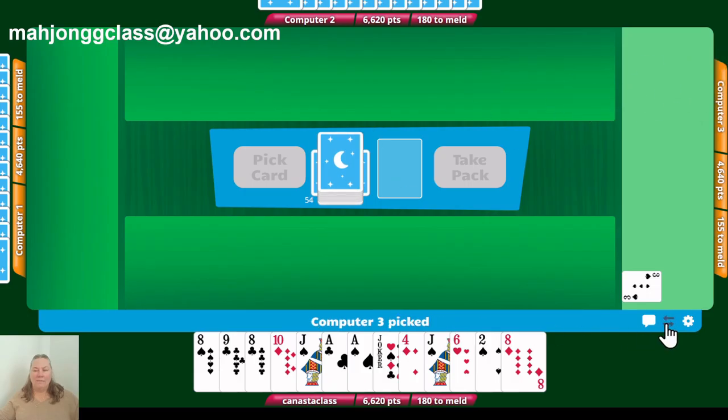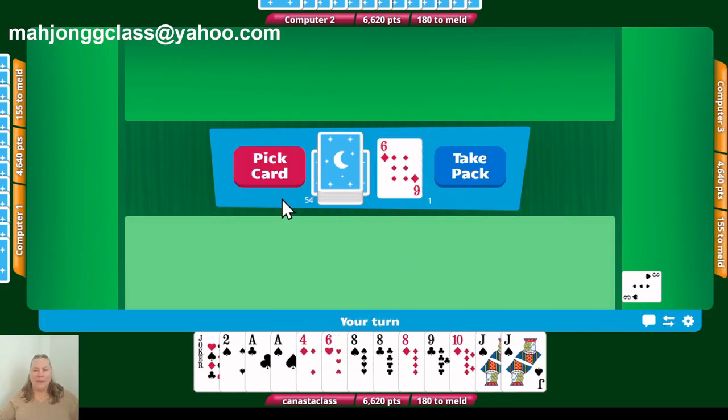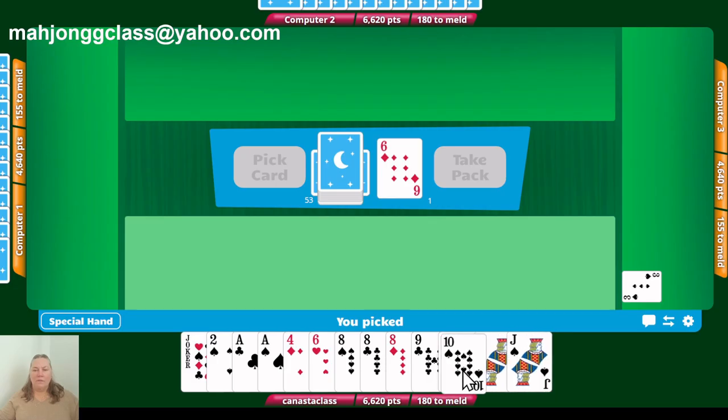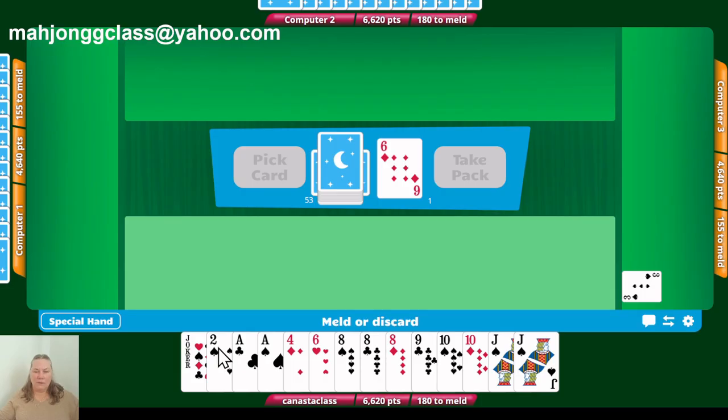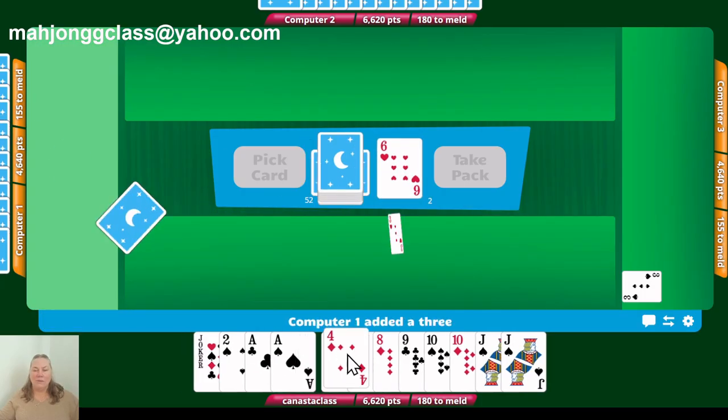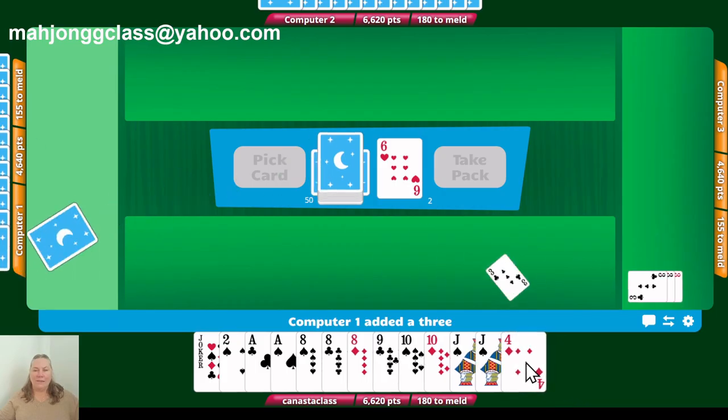Sort by rank. Pick a card for your turn. Review your cards to see if you have the makings of a special hand. We could go for pairs, but then we have a joker, which we need a pair of, and a 2, which we need a pair of, and we need 7s, and we don't have it. I'm going to get rid of these low cards. We're trying to go for 180.